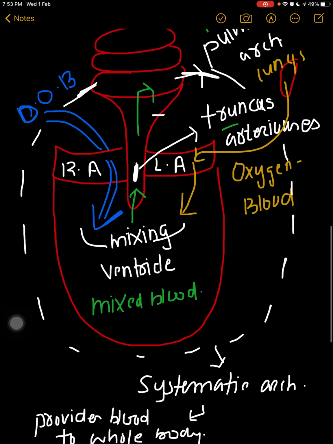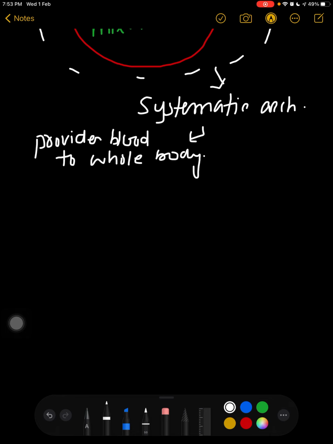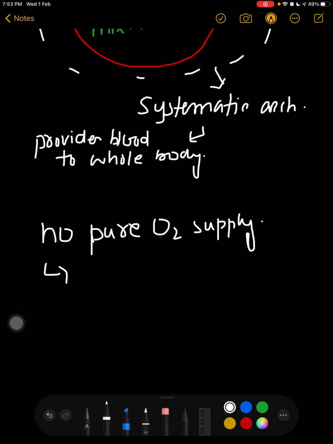And one more thing, that the blood which is supplied to cells is not purely oxygenated, right, as there is a mixing done in ventricle. So you can write over here that no pure oxygen supply, right? There will be no pure oxygen supply, and that's why there's a mixing of blood. That's why it is known as incomplete double circulation.